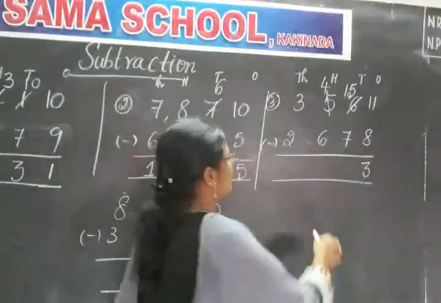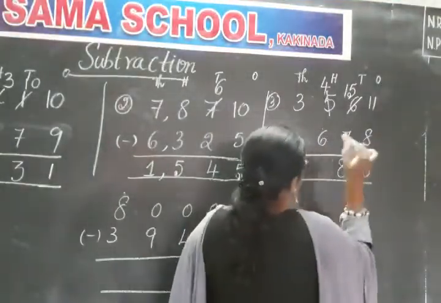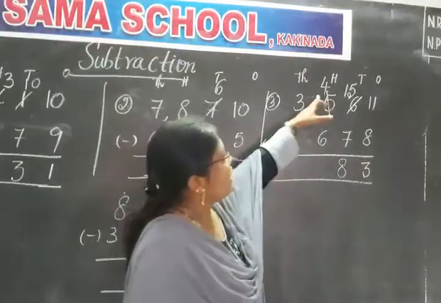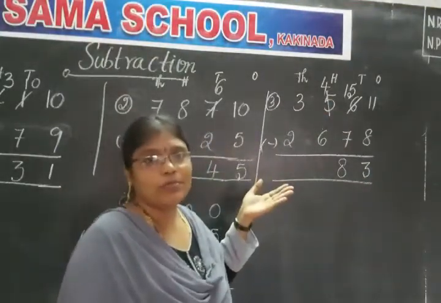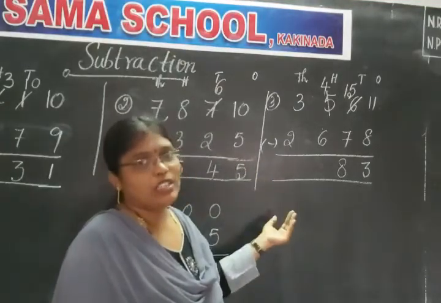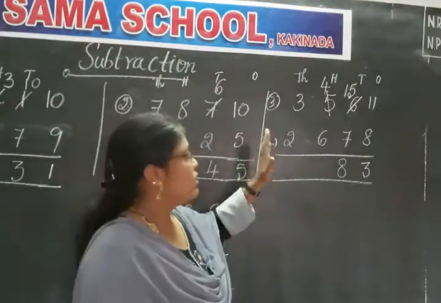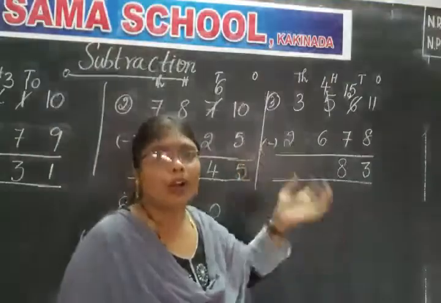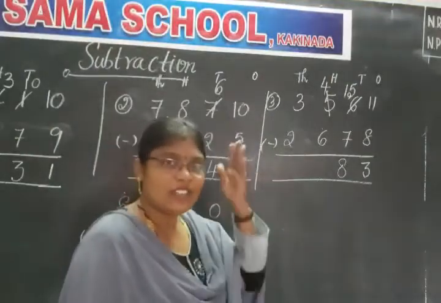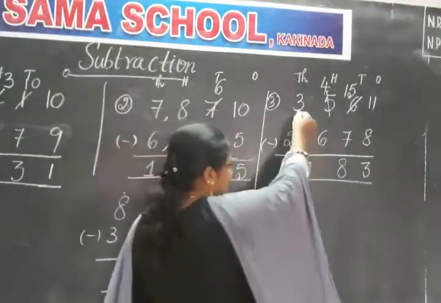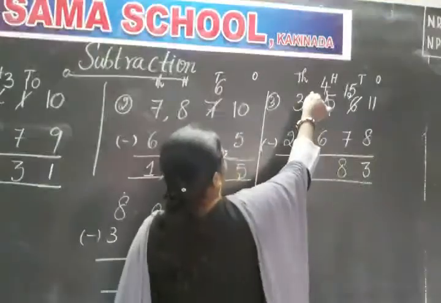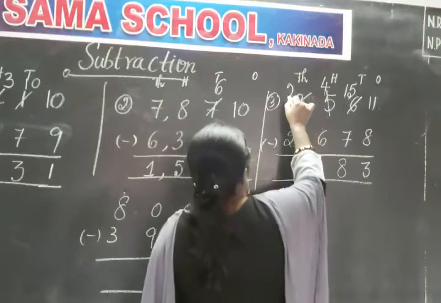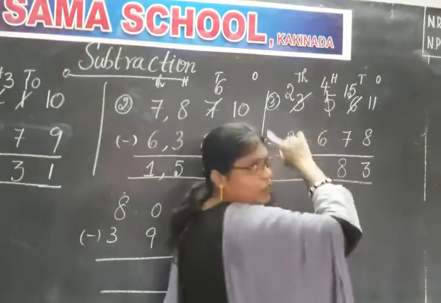So write 8. And here we have 4 and 6 in hundreds place. Again 4 is smaller number and we cannot subtract 6 from 4. So again we need to borrow from the next place, that is from thousands place. The digit in thousands place is 3. So cross the 3 and write 2 as we are borrowing 1.